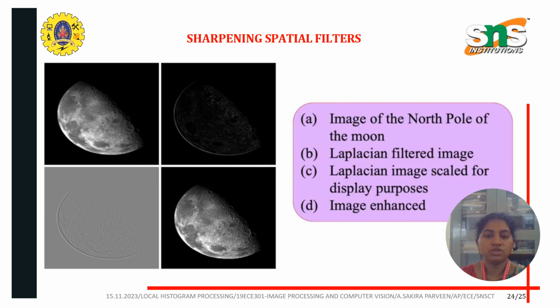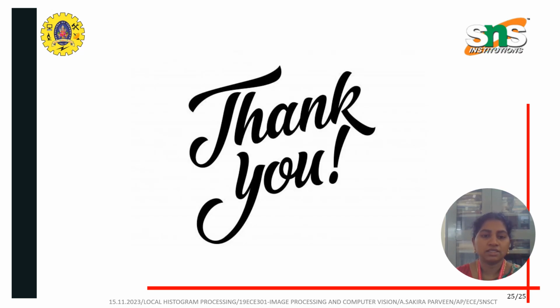First one is the image of the north pole of the moon. Second one is the Laplacian filtered image. Third one is the Laplacian image scaled. And fourth one is the image enhanced. So that's all about local histogram processing. Local histogram processing can be used for image processing values and it can be implemented in computer vision techniques. Thank you.